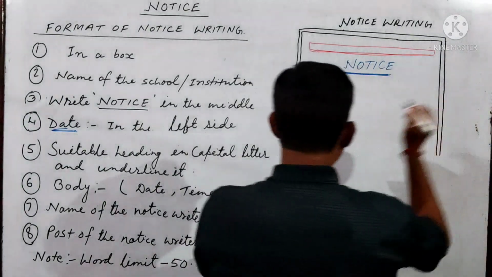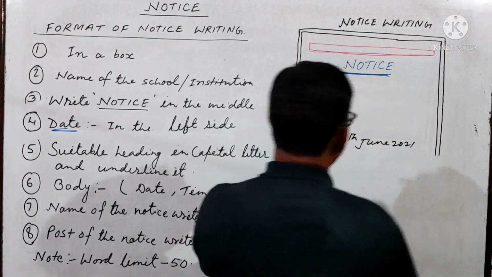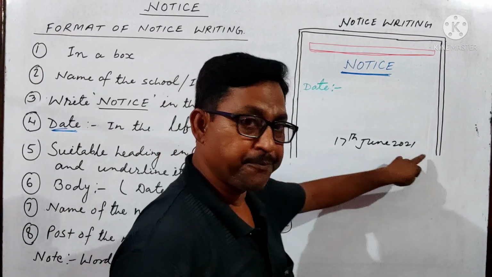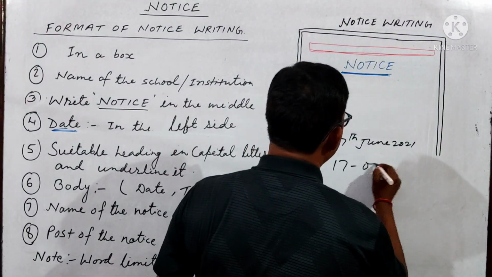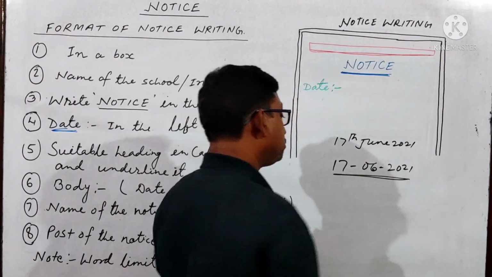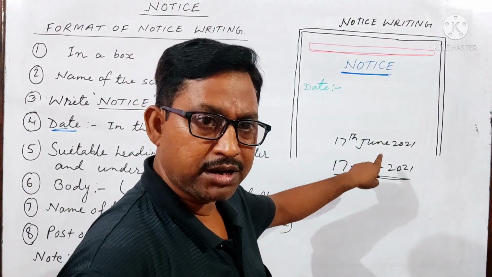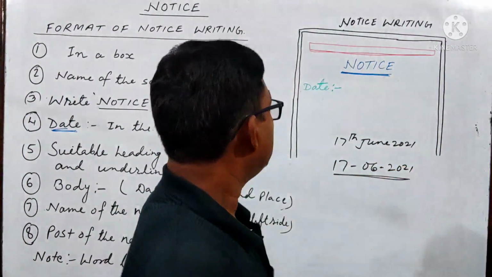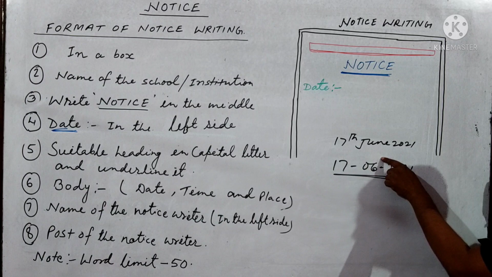Suppose today is 17th June 2021. You have to write the date this way. Sometimes students commit mistakes and write the date as 17/6/2021. You don't write the date in a notice this way. The correct method of writing the date is 17th June 2021. So after writing the date, you put the date here this way. Okay?